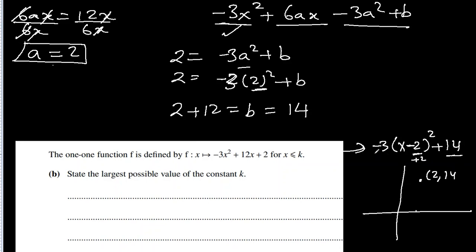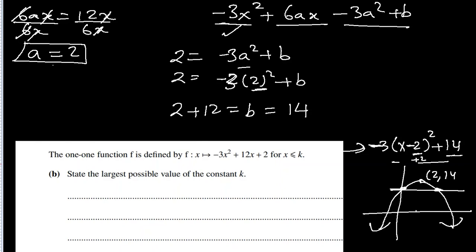So (2, 14) is the vertex, and because of this negative, any quadratic function that has a negative leading coefficient opens down. So that means your graph is opening like this, right? But they're saying one-to-one function and x less than k. So we want the largest possible value that will not repeat any x or y value. Let me show you what I mean by repeating. If I draw a line like this, can you see there are two x's for the same y? Y is this and y is this. For the same y, we have two x's.